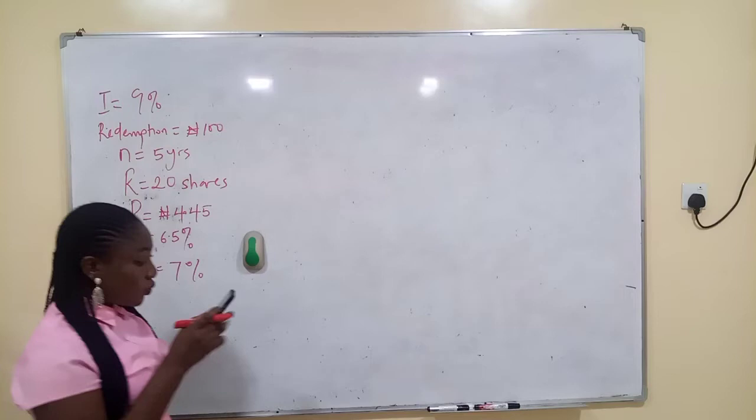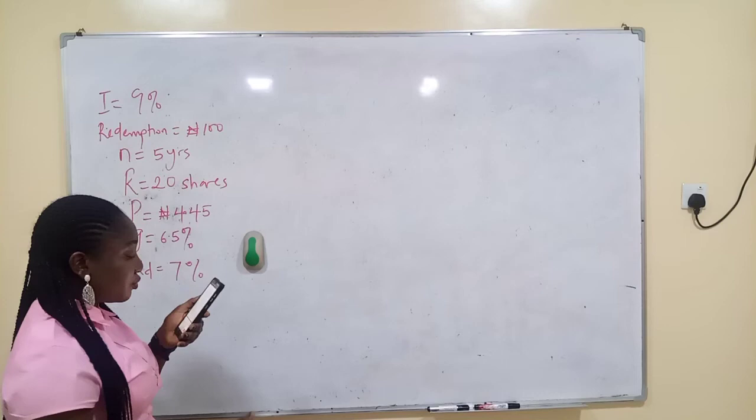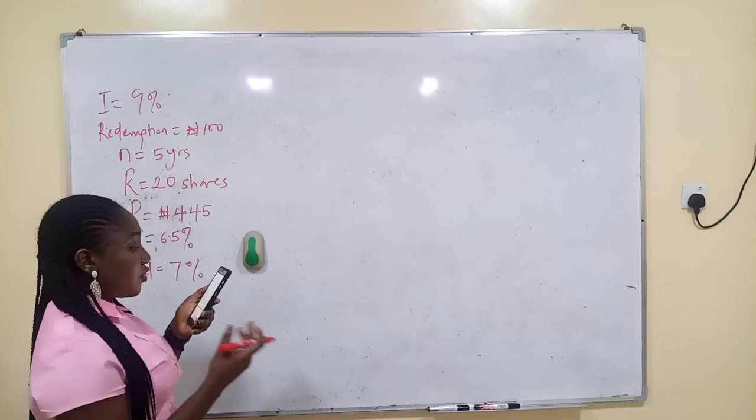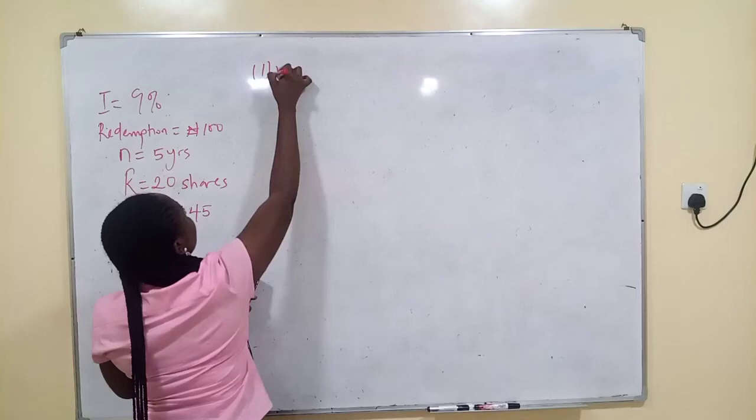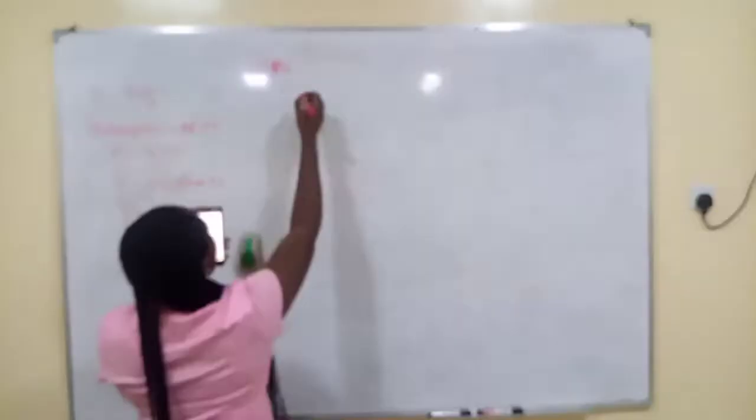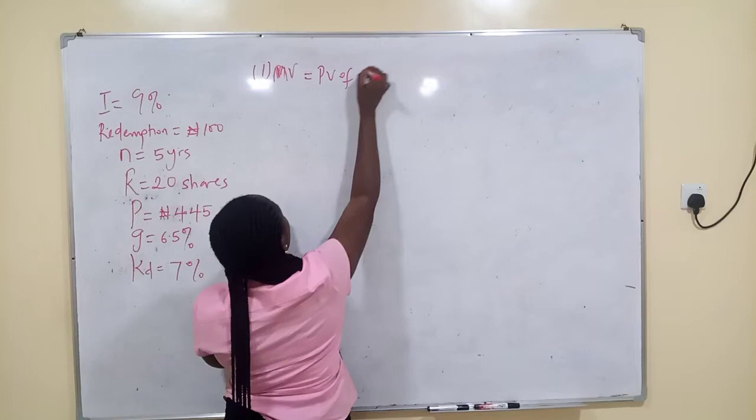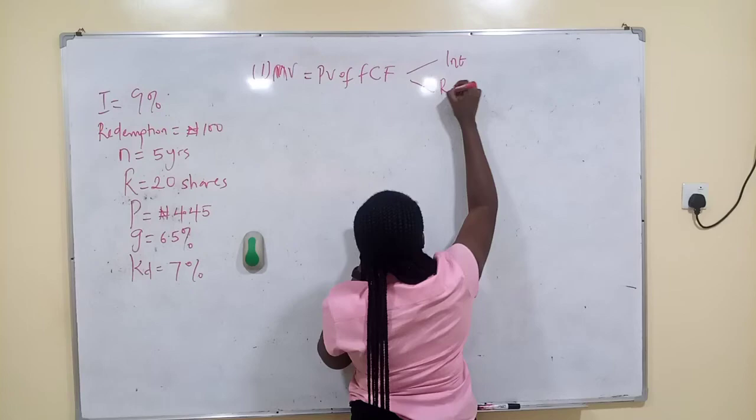They said calculate the following values for each 100 naira convertible bond. That is, calculate the market value, the floor value, and the conversion premium. So let's start with the market value. I said in the morning that the market value is the present value of future cash flows. Ask yourself, what are the future cash flows? Interest and redemption value, or repayment, or principal, whatever.